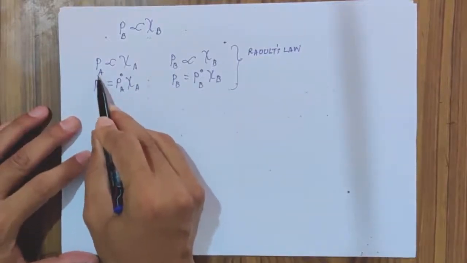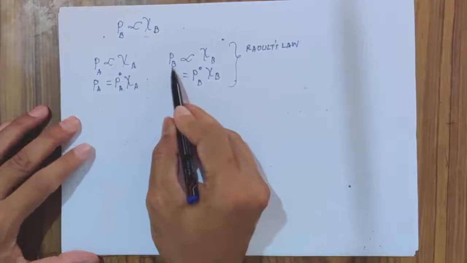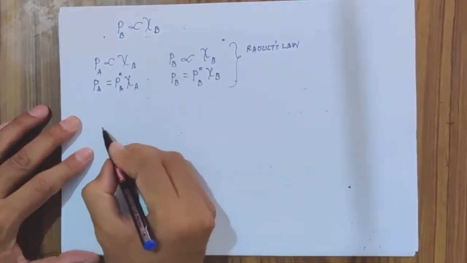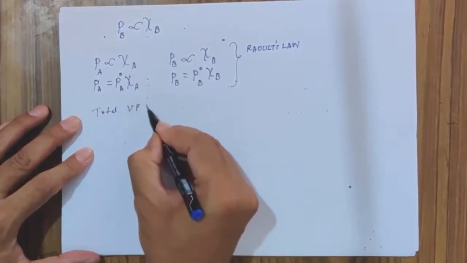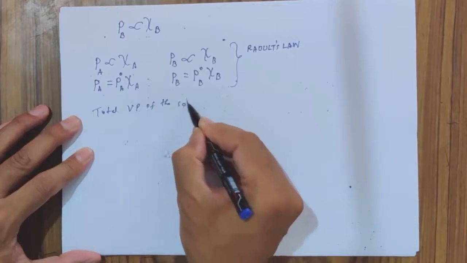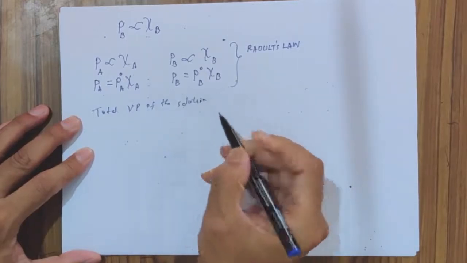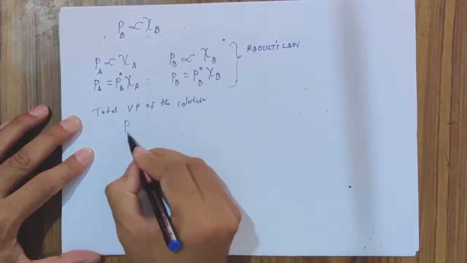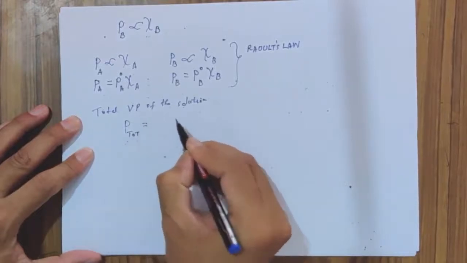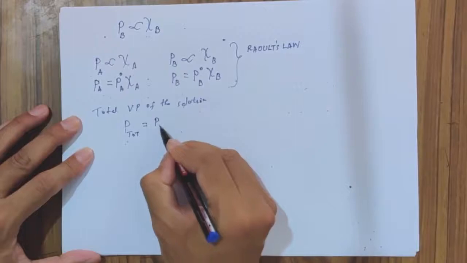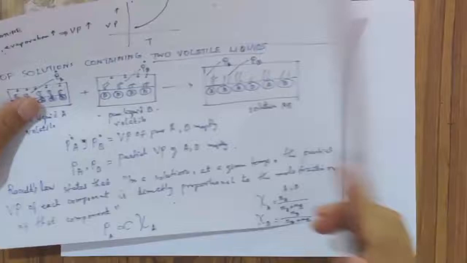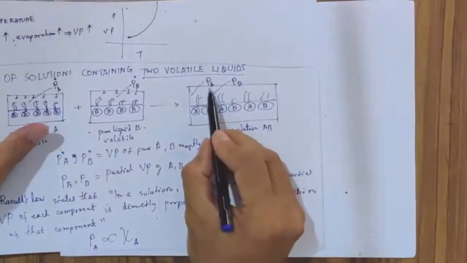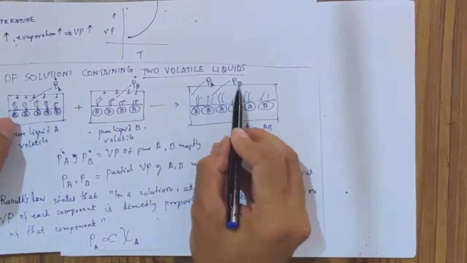That gives the partial pressure of component A and the partial pressure of component B. Now, what is the total vapor pressure of the solution? P total is the partial pressure of A plus the partial pressure of B. This is the P total.